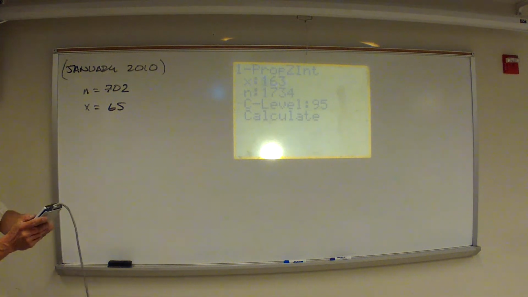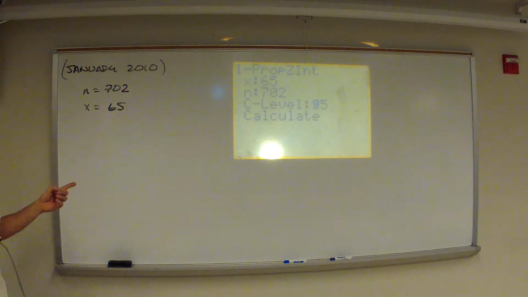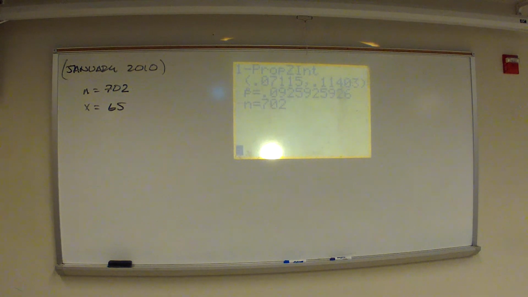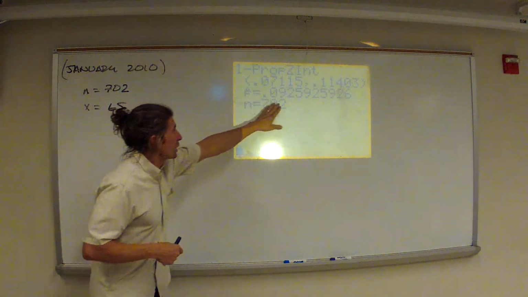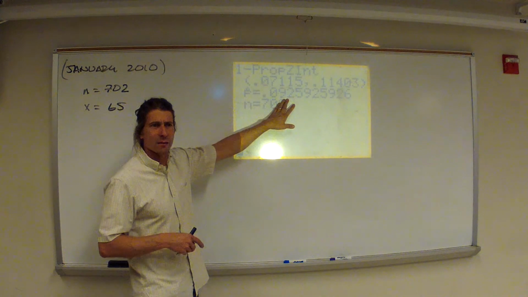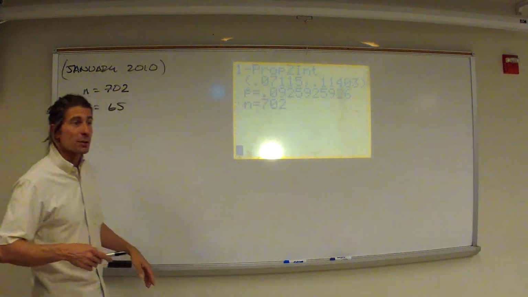X is 65 out of 702 with 95% confidence. So this is where Karen said 9.3%. That's the p-hat value. That is 65 over 702, which is 9.2%. Everybody solid with calling that 9.2%? It's a decimal, but it's 9.2%, or 9.3, I guess, 9.3%.